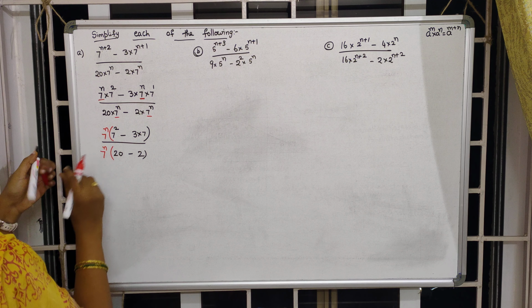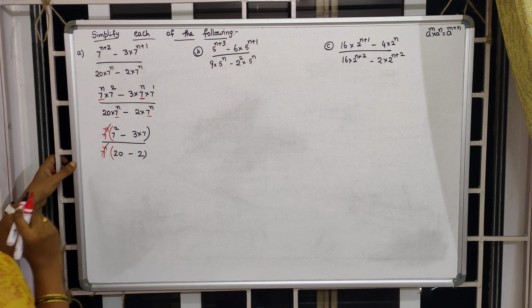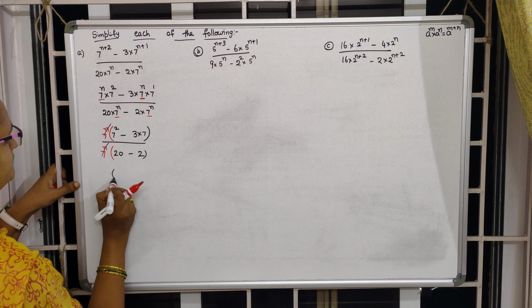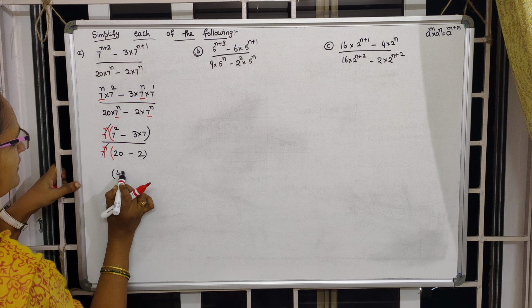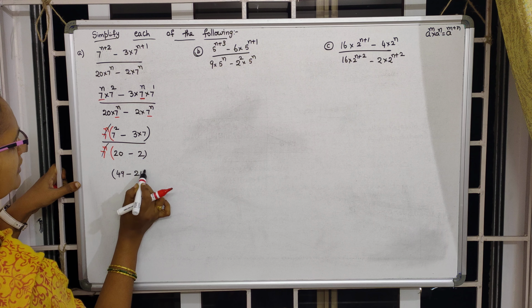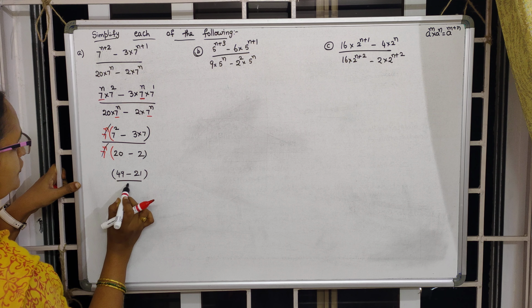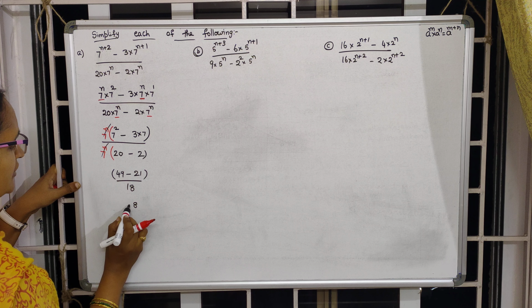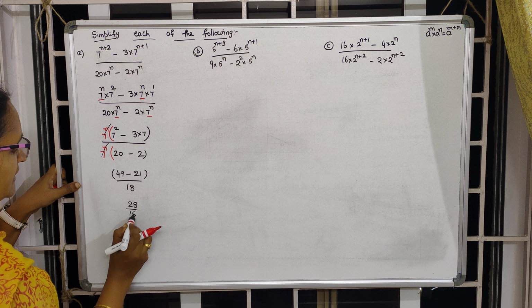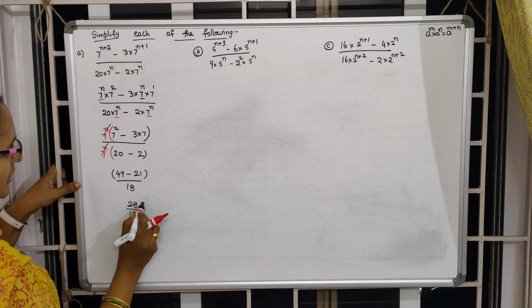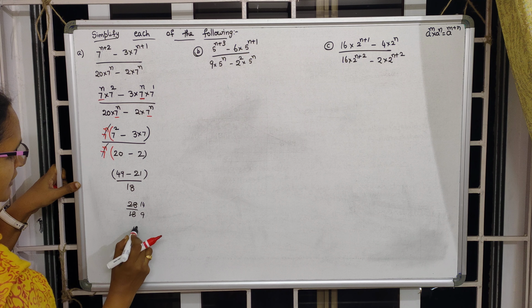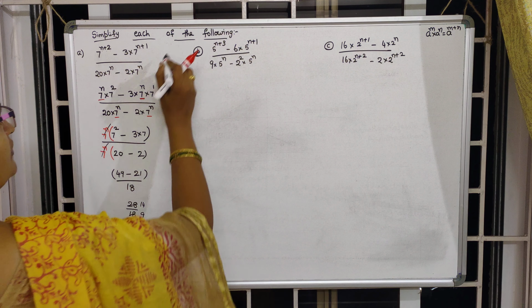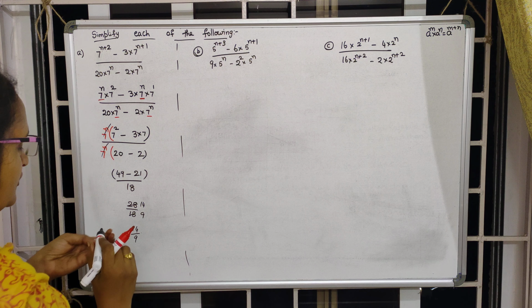Now in the numerator and the denominator, 7 to the power n and 7 to the power n get cancelled. Then what are you left with? 7 square is 49 minus 3 sevens are 21, by 20 minus 2 is 18. 49 minus 21 is 28 upon 18. Simplify it: 2 14s, 2 9s. So 14 upon 9 is the answer. Clear now? Now in the same manner I am going to do the next sum.